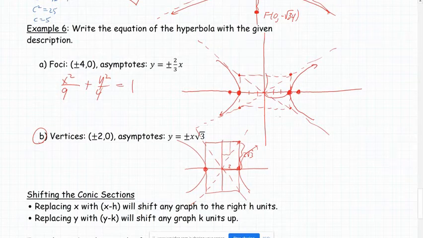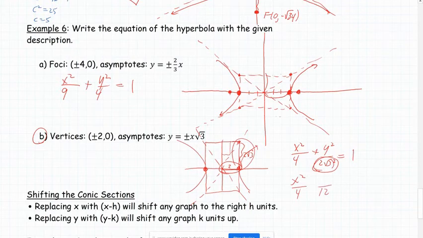Our equation, since it's going sideways, is going to be x squared over this distance. So 4, 2 squared is 4. And then y squared over this distance, which is 2 root 3, squared, equals 1. So that's x squared over 4. Sorry, 2 squared is 4. And then if I square this denominator, I get 4 times 3 is 12. Equals 1.